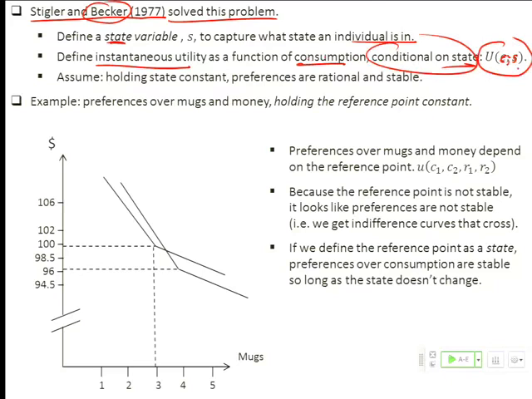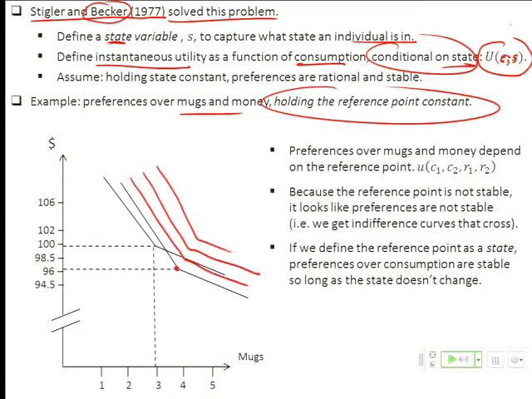That's just whether you're hungry or not, whether it's raining or sunny, whether you're endowed with a mug or not. That's something that changes from one state to another, and you're going to have preferences conditional on that, right? So preferences over mugs and money, holding the reference point constant. And then what you see is, holding the reference point constant, I'm going to be able to observe a set of indifference curves that doesn't cross, and I would have two families of indifference curves, each one of which is rational within itself.